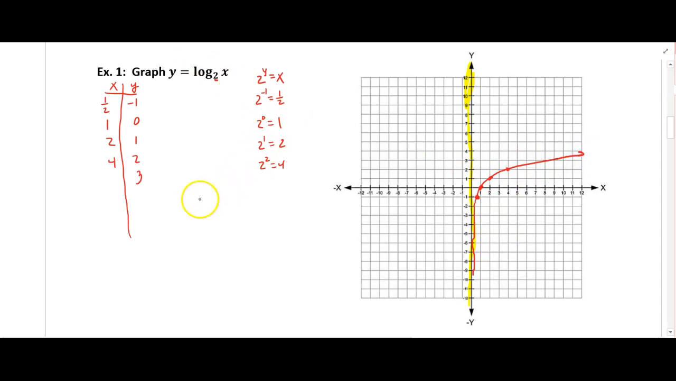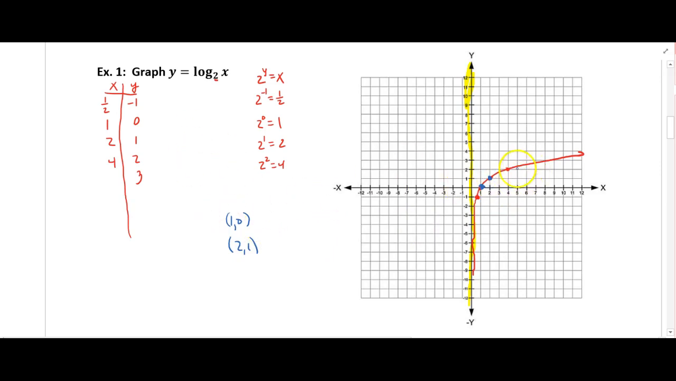The only other way to graph this, real quickly, is to know those three points we talked about. We know (1, 0) will always be a point. So plot (1, 0), and then you know (a, 1) is always a point. So what is a? a is 2. So you know (2, 1) is a point.